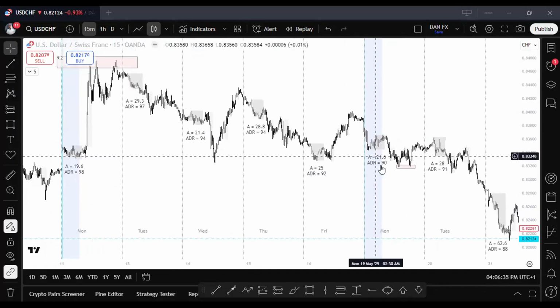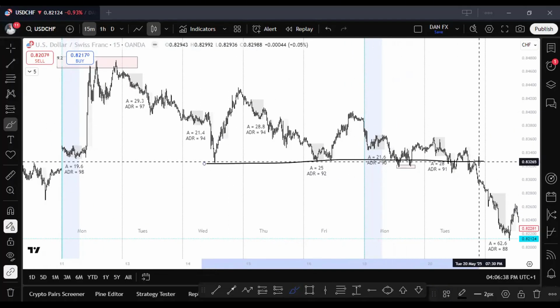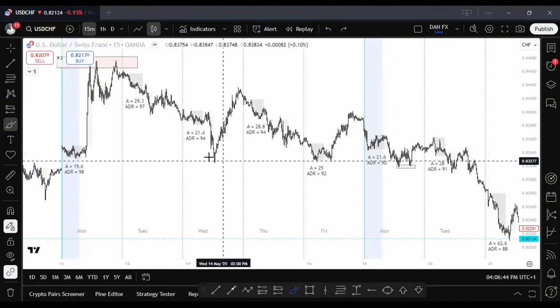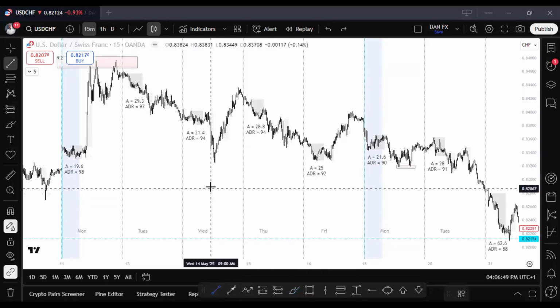But I personally don't usually take buys like that if price is still at this area. Unless maybe this one here, I will take that. But as it's the start of the week, I won't take it off of this level. But it's not as bad. It's just my own rule.